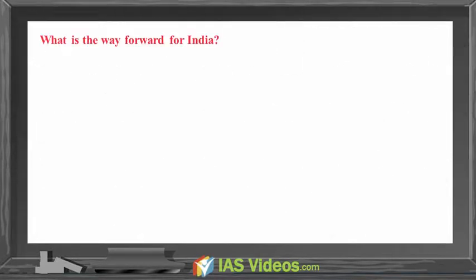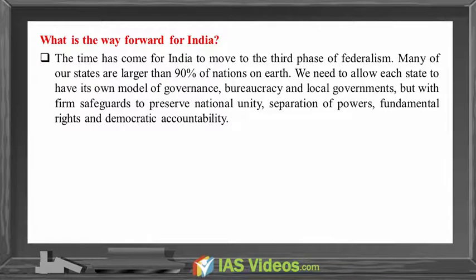What is the way forward for India? The time has come for India to move to the third phase of federalism. Many of our states are larger than 90% of nations on earth. We need to allow each state to have its own model of governance, bureaucracy and local governments, but with firm safeguards to preserve national unity, separation of powers, fundamental rights and democratic accountability.